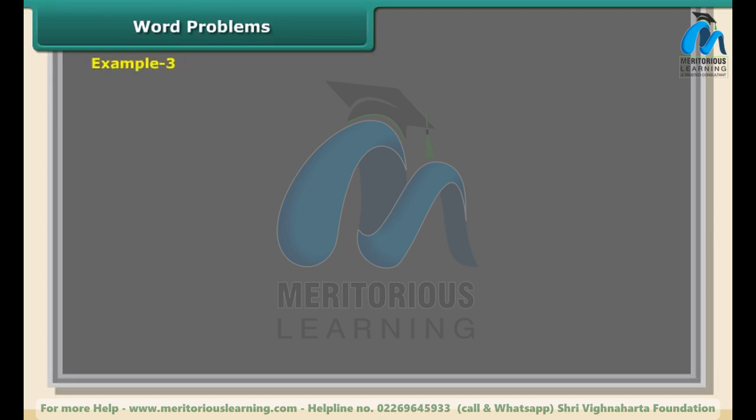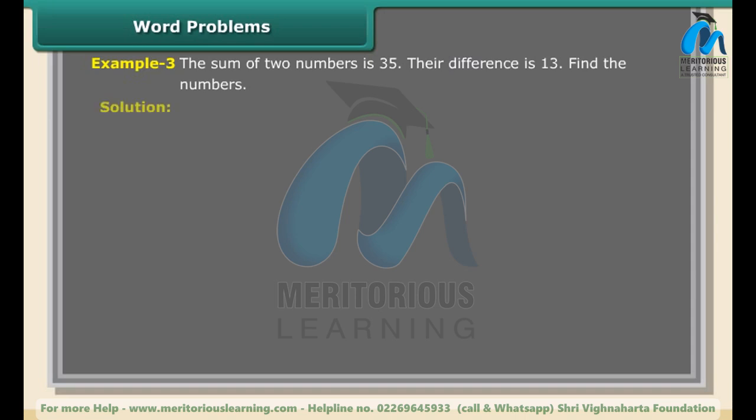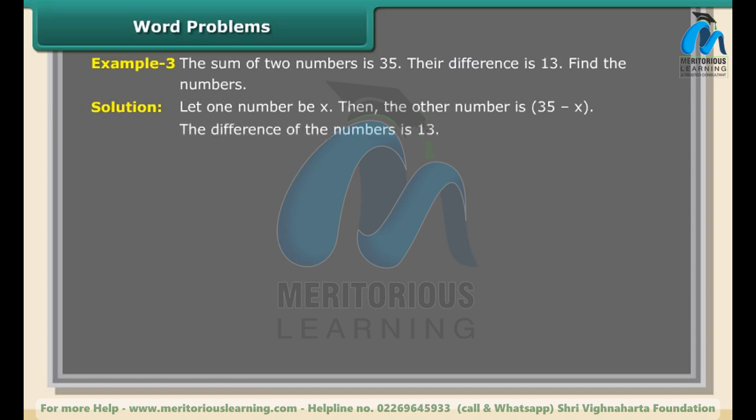Example 3. The sum of two numbers is 35. Their difference is 13. Find the numbers. Solution. Let one number be x, then the other number is 35 minus x. The difference of the numbers is 13. x minus (35 minus x) is equal to 13. 2x minus 35 is equal to 13. Simplify LHS.